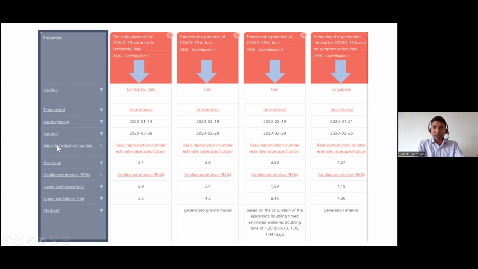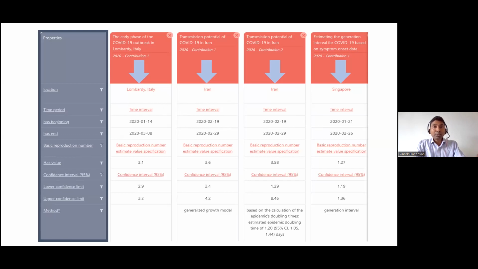And in this case, it is the basic reproduction number, or R0, estimates of the COVID-19 virus. There are also upper limits and lower limits of this value, and it has a method, and it's compared across different studies that are done in locations like Italy, Iran, and Singapore. And one could extend this. It's actually a very large comparison of more than 30 or so studies. But in this particular screenshot, just to illustrate that, I'm showing 4 such examples.